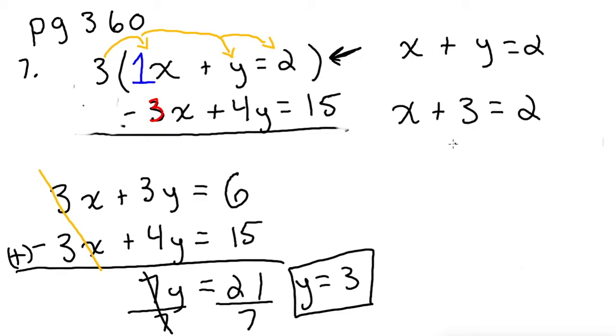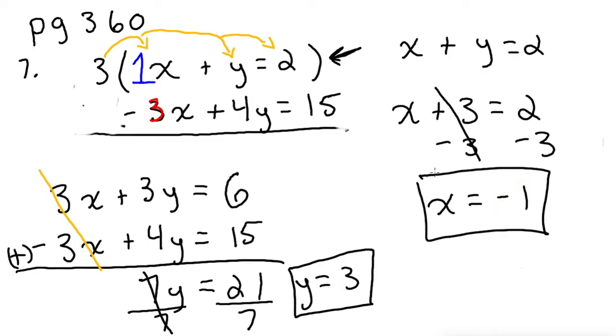Now to solve this for x, I'll just minus 3 over here, and that's gone, and minus 3 over here. So I'm going to have x equals a negative 1. So now I have these two equations, and I have x equals negative 1 and y equals 3.